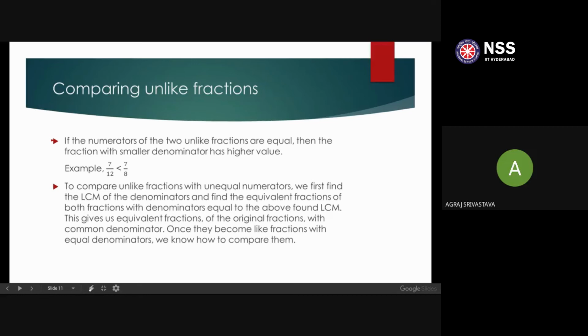Another note that I probably missed out on was a shortcut for comparing unlike fractions when the numerators have the same value. When the numerators have the same value, you just have to check the denominators, and the smaller denominator will equate to the bigger fraction because you're splitting a whole into fewer parts. So that's a thought you need to bear in mind. When you have the same numerator and different denominators, the smaller denominator equates to the bigger fraction.